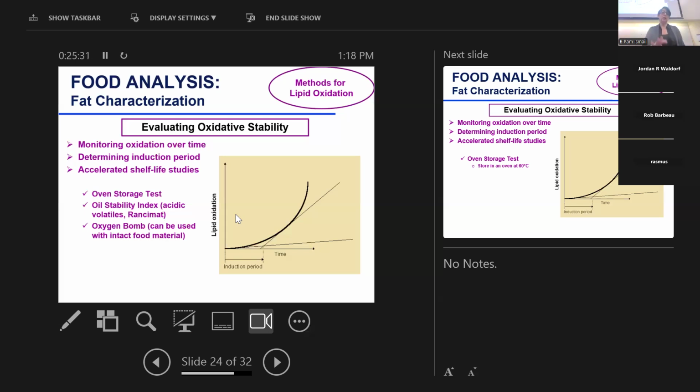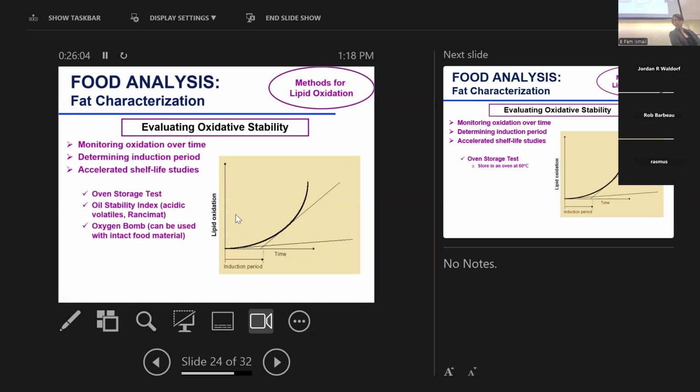Anyway, I talked about the oven storage test in one slide, oil stability, and oxygen bomb. There are 3 different ways of measuring the induction period. What you do is you abuse the oil under these 3 different ways of abusing the oil, and at every certain time point, you measure lipid oxidation. Oftentimes, people measure peroxide, especially if you're starting with very, very fresh oil.